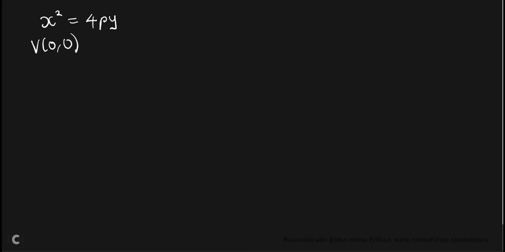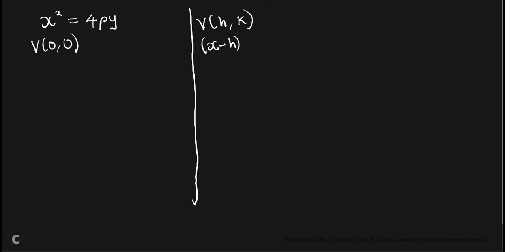Now, let's do everything together. Again, if the vertex is h, k, what is the standard equation of the parabola? It will be x minus h squared equal to 4p, then y minus k, like that. That's the standard equation of the parabola.